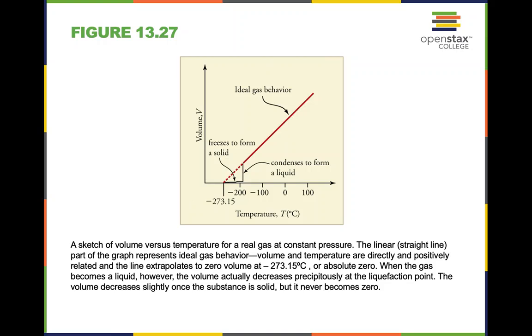So here, a sketch of volume versus temperature for a real gas at constant pressure. The linear straight line part of the graph represents the ideal gas behavior. So this part right here. Volume and temperature are directly and positively related, and the line extrapolates to zero volume at negative 273.15 degrees C, or absolute zero. When the gas becomes a liquid, however, the volume actually decreases abruptly at the liquefaction point. So it would be here. The volume decreases slightly once the substance is a solid, but it never becomes zero.